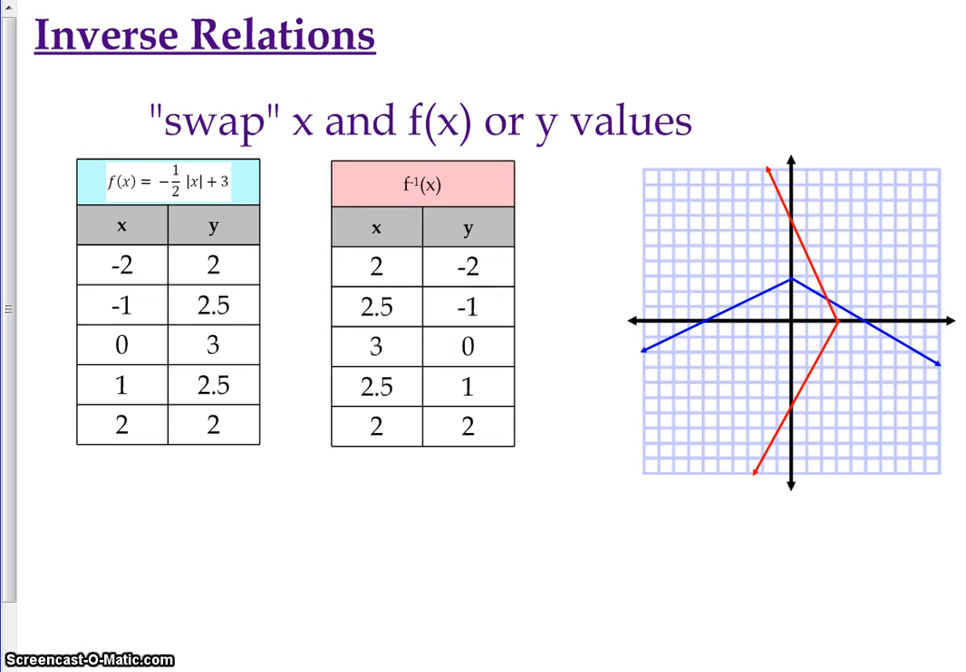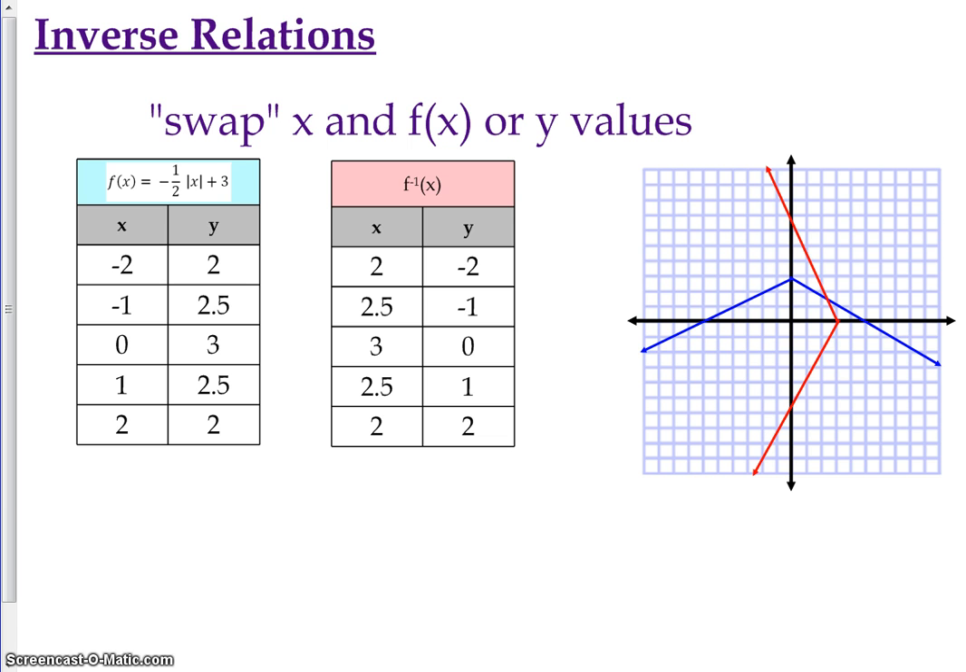So with an inverse relationship, what we basically do is we swap x and f of x. And for the most part, we're going to say f of x or y, or the y value. So we're really swapping x and y, is what we're looking at.